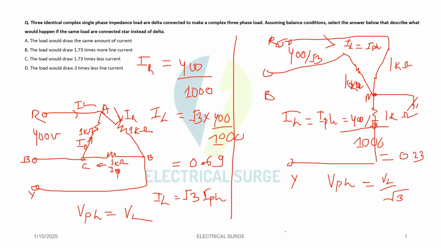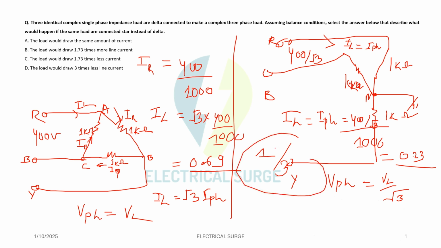If you compare these two values, what you can see is the current drawn in star connection is 1 upon 3 times, that means 3 times less as compared to the delta connection.